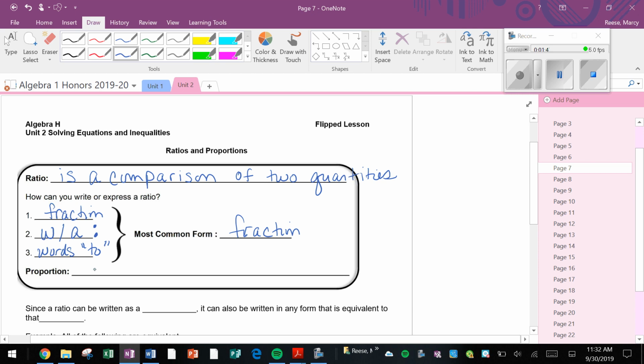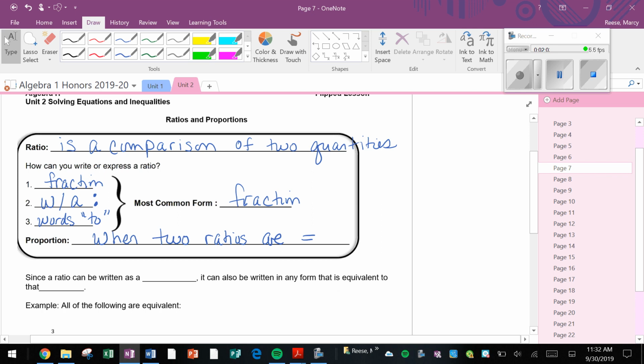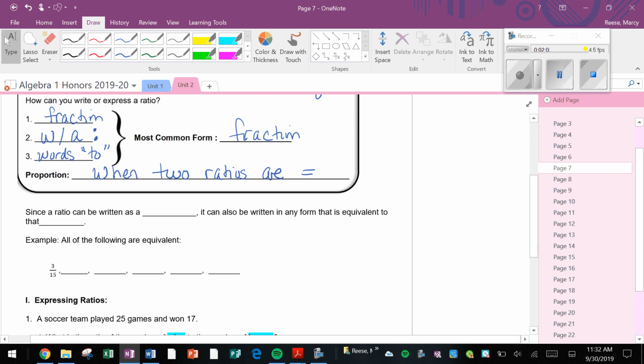Okay, a proportion is when two ratios are equal. Okay, that is a proportion. All right, so since a ratio can be written as a fraction, it can also be written in any form that is equivalent to that fraction. So these are fractions. Let me say that again. Since a ratio can be written as a fraction, it can also be written in any form that is equivalent to that fraction.